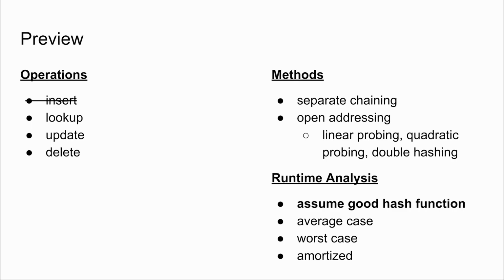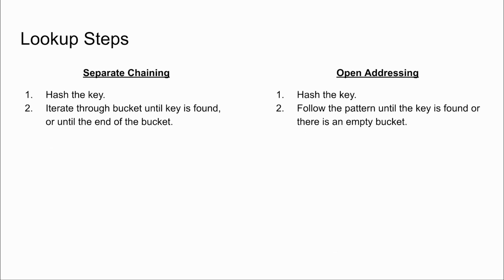So, all of that analysis was for insertion, and we still have 3 operations to go. Luckily, insertion was the hardest, so the rest should be a piece of cake. The steps for lookup are pretty simple. We hash the key, and depending on whether we are using separate chaining or open addressing, we either iterate through the bucket or follow the insertion pattern through the hash table.